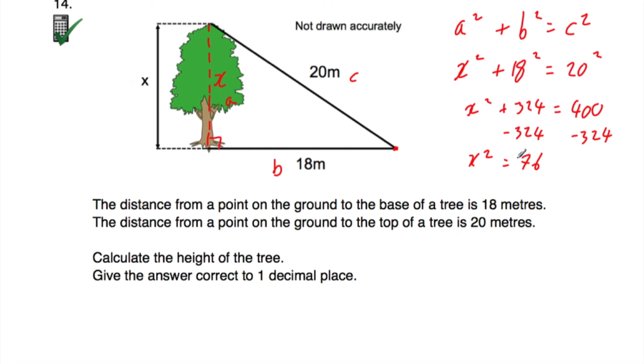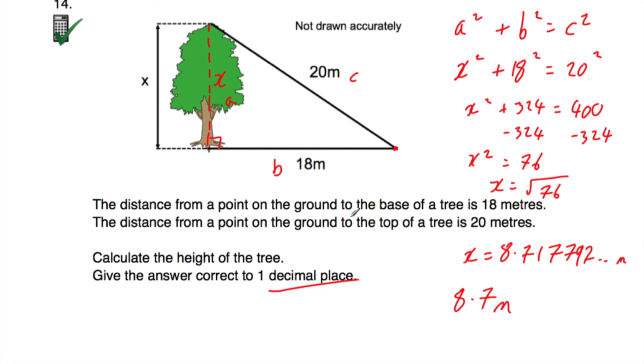So we now need to square root that to find the height of the tree. So x is equal to the square root of 76. And when we work out the square root of 76, x is equal to 8.717797, and so on, meters. So that means the height of the tree is 8.7 meters to one decimal place, and that's it.